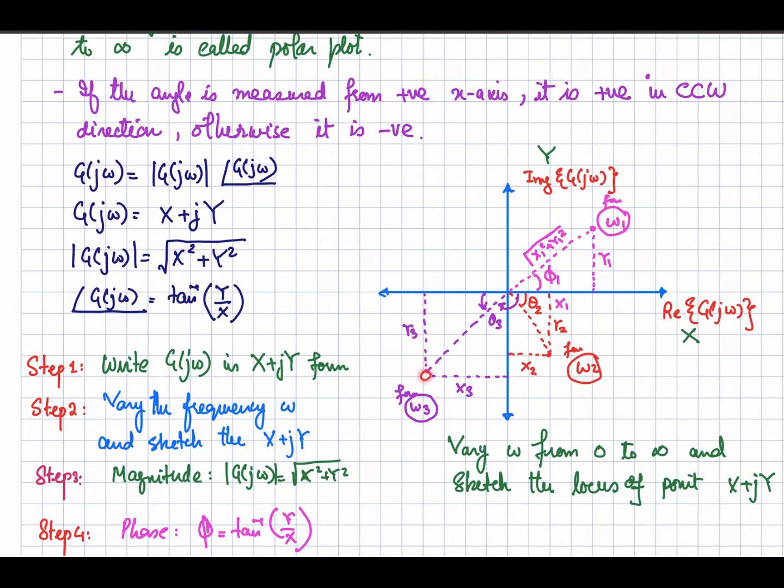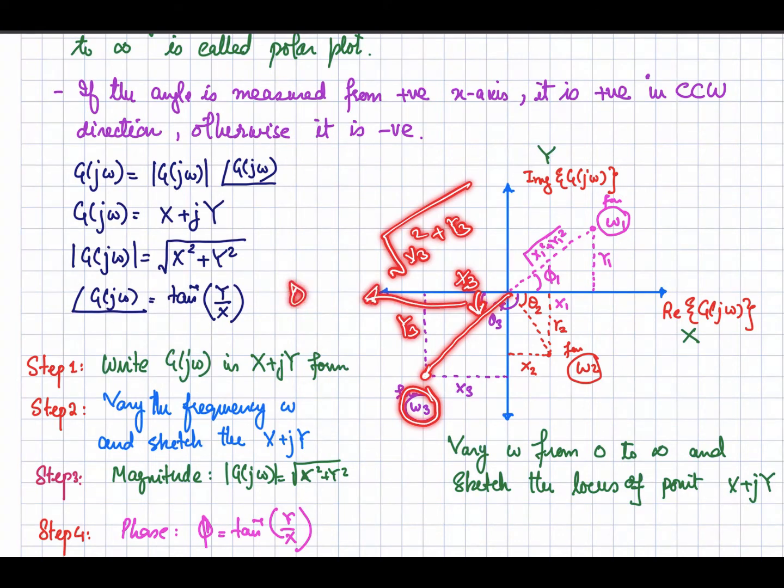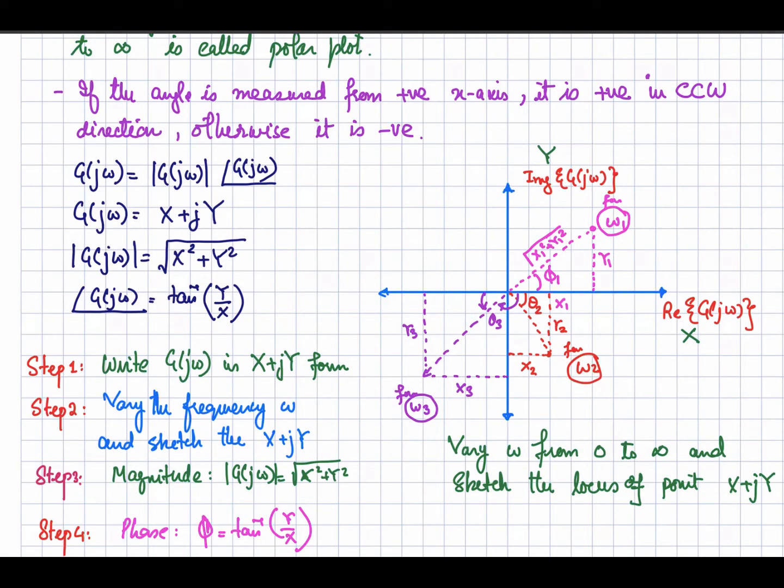Now let's suppose that the frequency is omega 3. If you sketch the real and imaginary part of your sinusoidal transfer function, let's suppose this is x3 and this is y3, so its magnitude will be the square root of x3 squared plus y3 squared, and this is the phase, let's suppose phi, which is equal to tangent inverse of the imaginary part, that is y3, over the real part, that is x3.